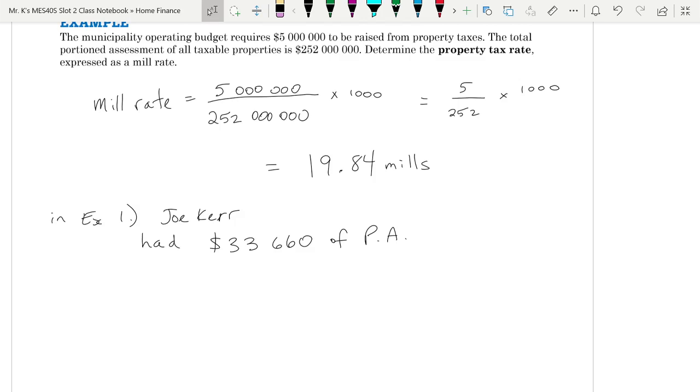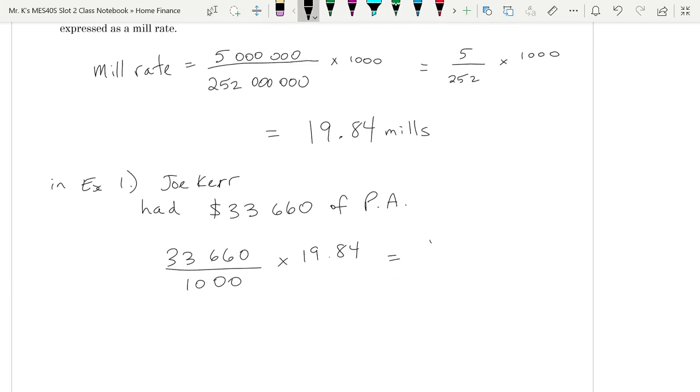Again, his property is not worth that little. He's worth way more than that if he wants to sell it. But for tax purposes, that's all they're going to tax him on, is $33,660. So $33,660 of portioned assessment, and the mill rate is 19.84. So for every $1,000 he owns, he pays $19.84. So I have to divide how much he is being taxed that he owns, divided by 1,000, and times it by 19.84.